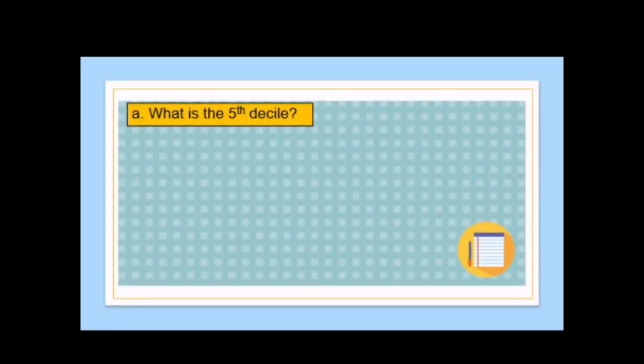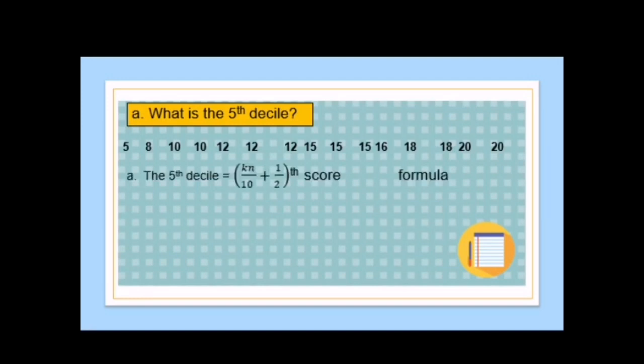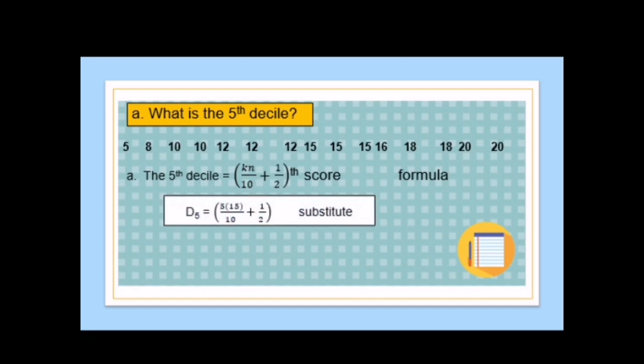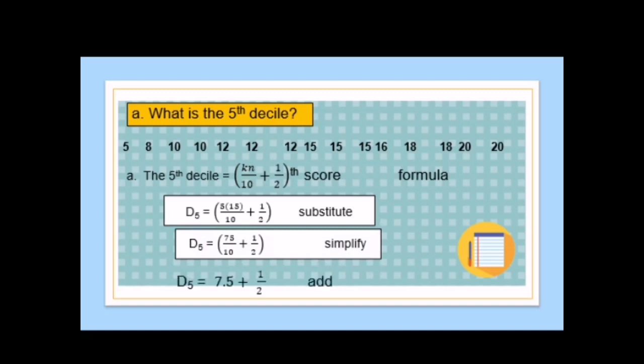Next, what is the 5th decile? So consider the same formula as with the decile earlier. We have k is 5 and n is 15. So substitute and then simplify. 5 times 15 is 75, divided by 10, that is 7.5, plus 1 half is equal to 8. So therefore, D sub 5 is the 8th score. So the position of D sub 5 is 8.